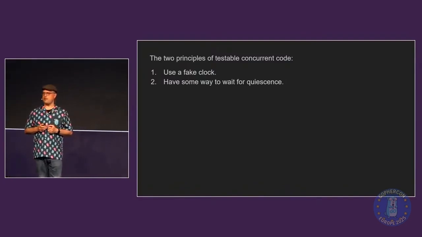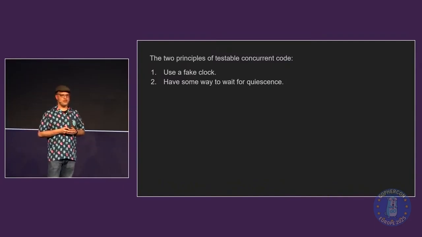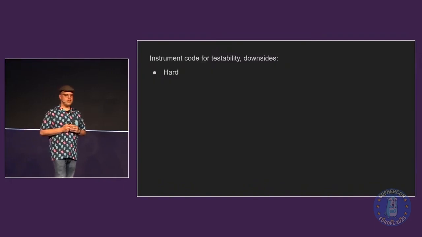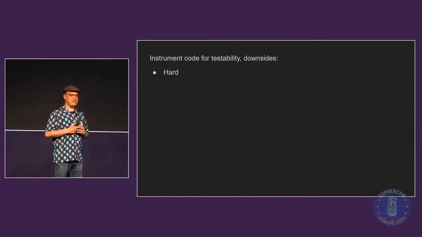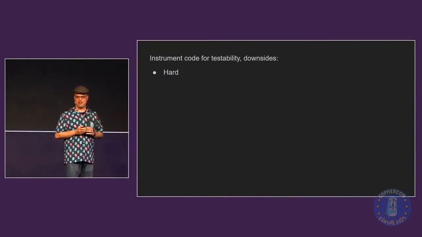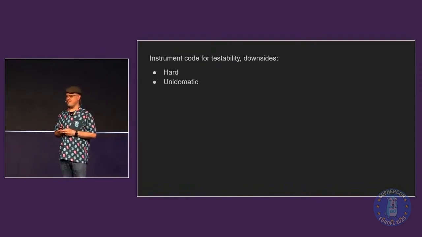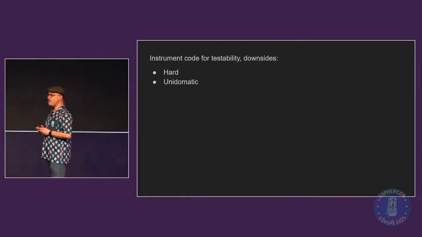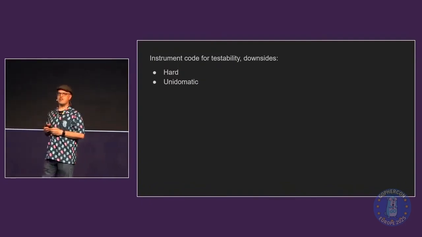The interesting question, of course, is how do we do this? I've glossed over all the details in this example because there are some pretty big downsides to the approach of simply instrumenting your code. First off, it's hard. Using a fake clock isn't difficult, but identifying when background concurrent work is finished and it's safe to examine the state of the system really is. Your code becomes less idiomatic. You can't use standard time package functions. You have to use whatever your fake clock uses.